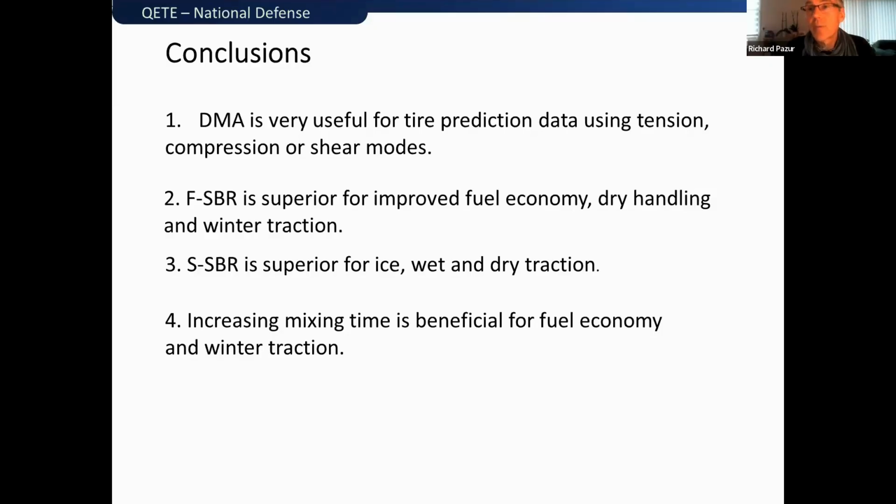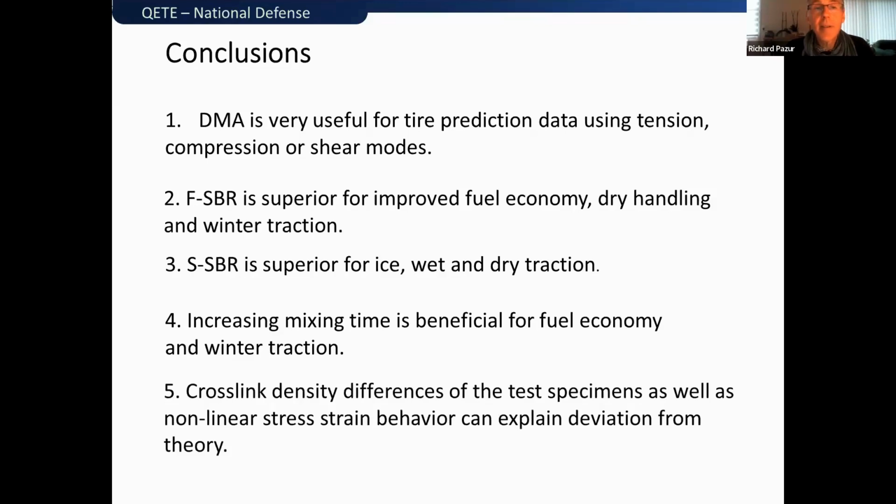Why better winter traction? Probably because the fact that we're mixing it longer, we're breaking down more of the SBR chains, so we have more chain-free ends, and we have a material which will have a lower storage modulus at -20 degrees Celsius. And finally, cross-link density differences of the test specimens, as well as nonlinear stress strain behavior, can explain deviation from theory.